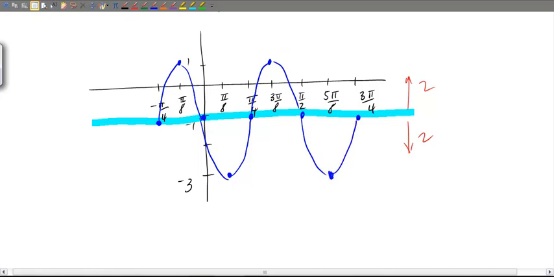So this is a combination of what we've done so far, where we condensed the period, then we shifted everything to the left, and we shifted everything down. That's what it would look like when you do all of those shifts.